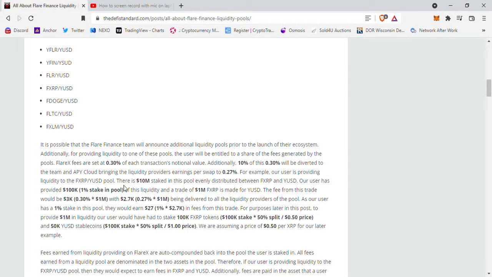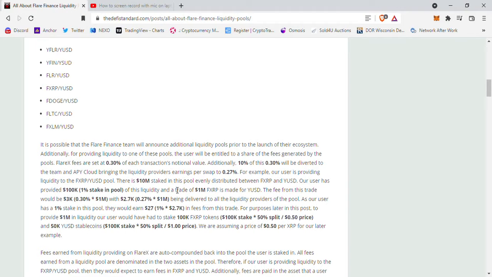And you'll see here, let's say there's $10 million staked in this pool, and we'll go with their example, FXRP and YUSD. Let's say there's $10 million in value staked there, and then you enter it with $100,000 right here. That would mean you have a 1% stake in the pool, so you're going to be earning 1% of this 0.27% of fees.